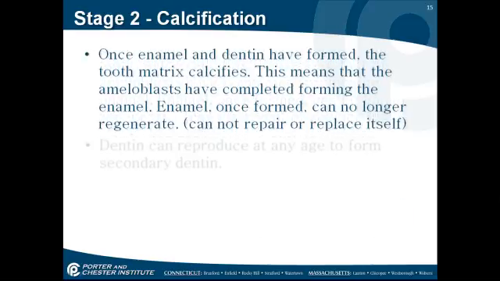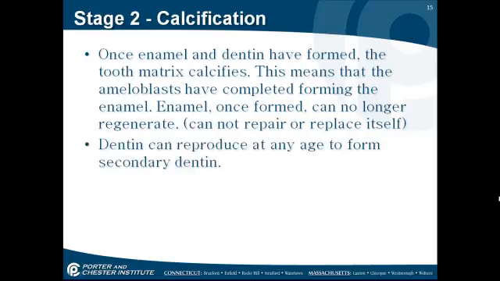Stage 2 is calcification. Once that enamel and dentin have formed, the matrix calcifies. This means that the ameloblasts have completed forming the enamel. It's hardened. Enamel, once it's formed, can no longer regenerate or repair itself. So the enamel that you have on your teeth is all you're going to have. If you have damage to that enamel, you're going to need some sort of a restoration or a crown to replace it. Dentin does reproduce at any age to form something that's called secondary dentin, but it does harden at this calcification stage.